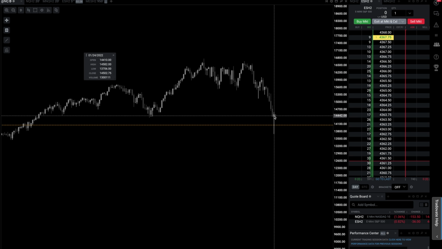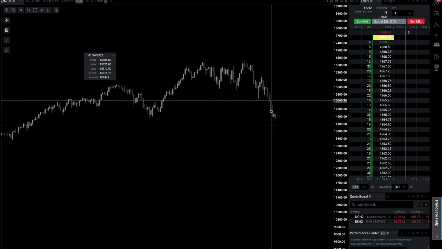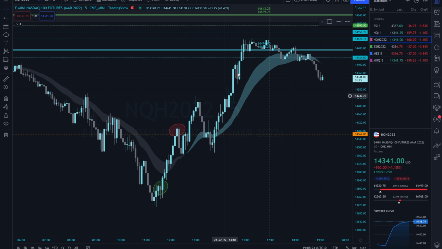We don't trade the news. We don't trade politics or anything like that. All we do is trade what price is telling us. If it goes up, we're going to be long biased. If we're coming down, we're going to be short biased. That's all we can do, right?